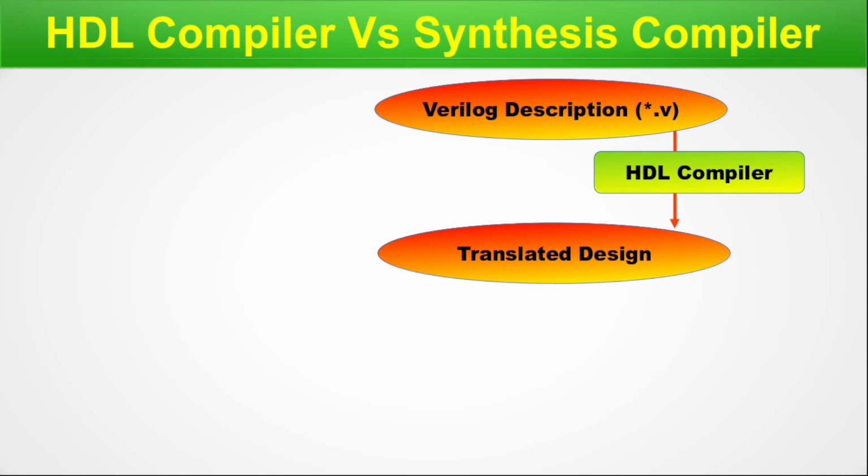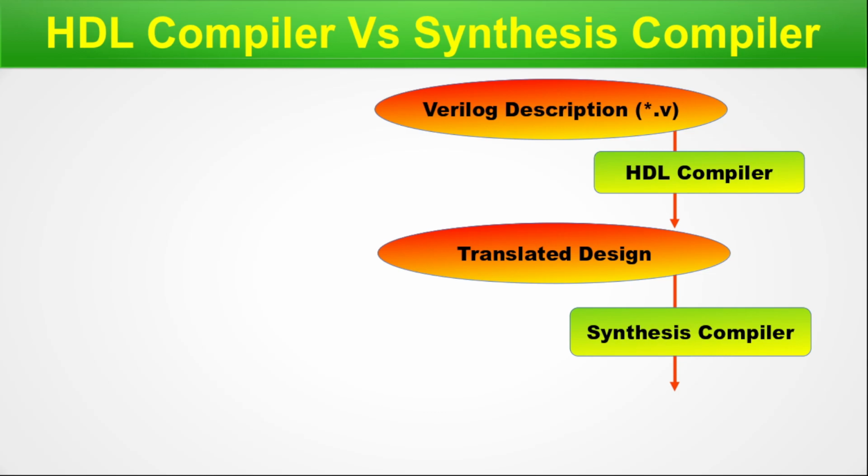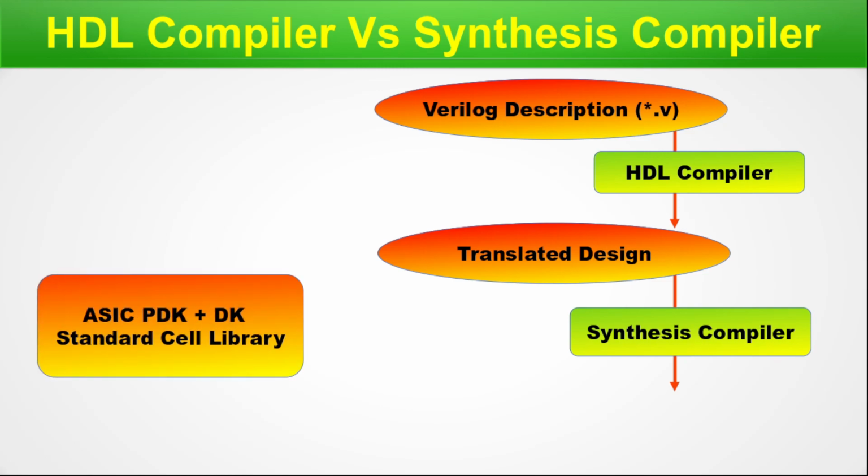And this is a translated design. Now we have the translated design. At the next stage, this can be passed through the synthesis compiler. Here I named the DC from Synopsys and RC from Cadence. So these can be used at this stage to produce with the help of the ASIC PDK or DK library and the standard cell library, whatever there. Generally, these come both together, the PDK and the DK.